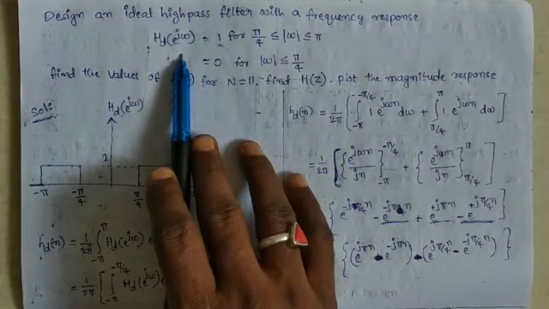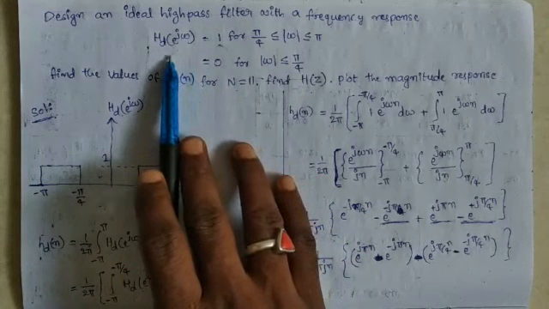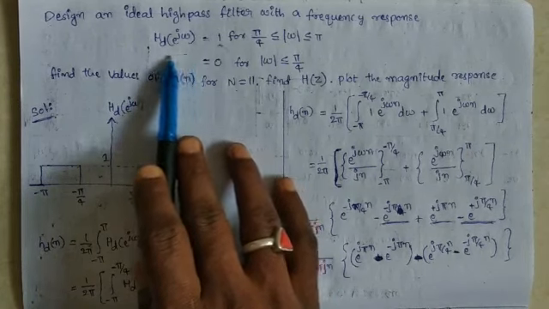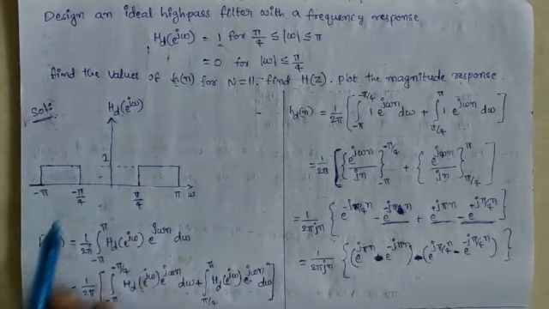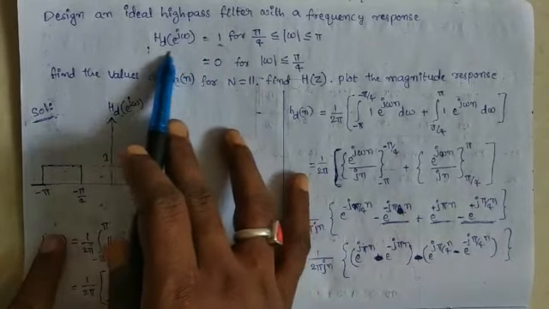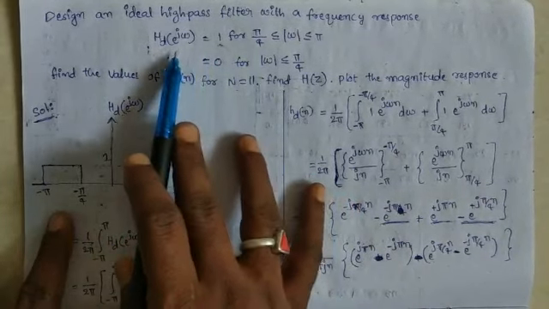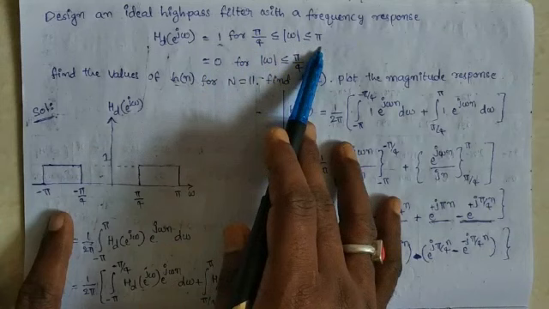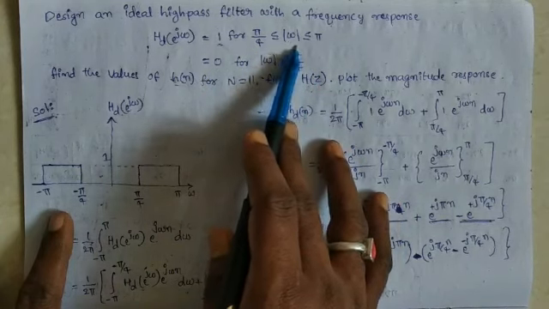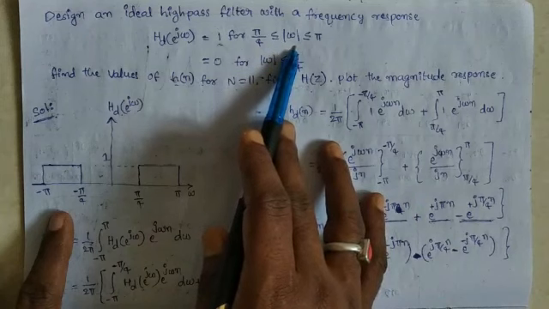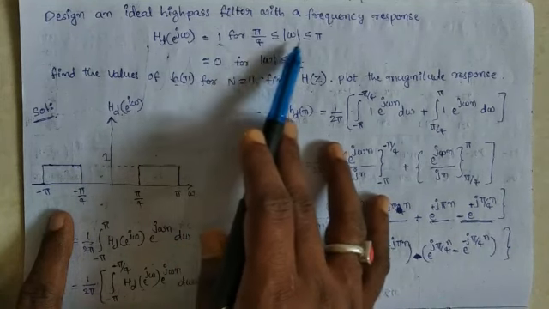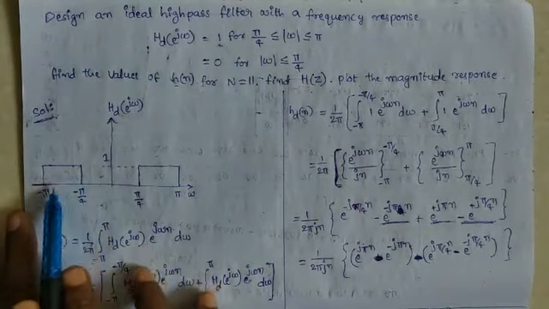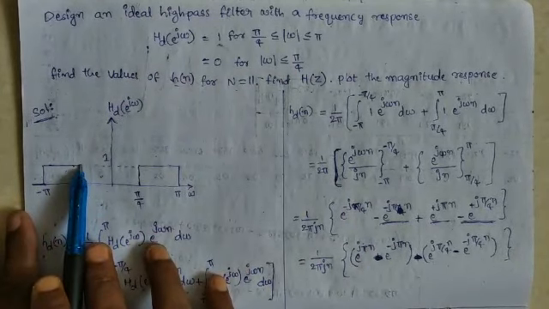That is the first step. We are representing this HD of e power j omega in graphical form. HD of e power j omega is 1 for 5 by 4 less than or equal to mod omega less than or equal to pi. This means for positive values of omega and negative values of omega, that is minus pi to minus 5 by 4, HD of e power j omega is 1. The amplitude is 1.